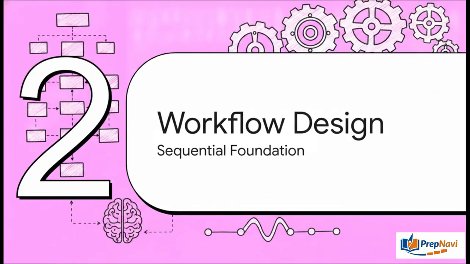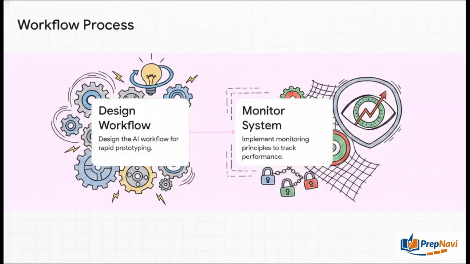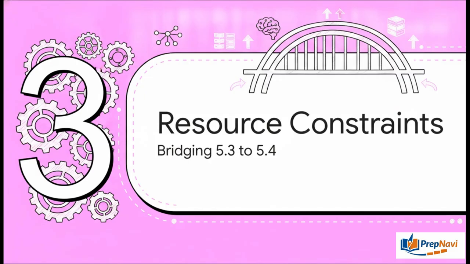Moving right along to Section 2, Workflow Design Principles, or the Sequential Foundation. Okay, so how do we actually do this in the real world? Well, there's a very strict sequence here. Step 1, you've got to design the AI workflow for rapid prototyping. AI moves incredibly fast, right? So your cycle needs to support building and testing at lightning speed. But then, Step 2, and you cannot skip this, you have to immediately implement monitoring principles to track performance. Because rapid prototyping without a monitoring safety net just means you're moving fast and breaking things without even knowing why they're broken.